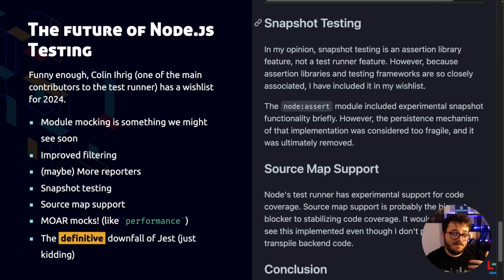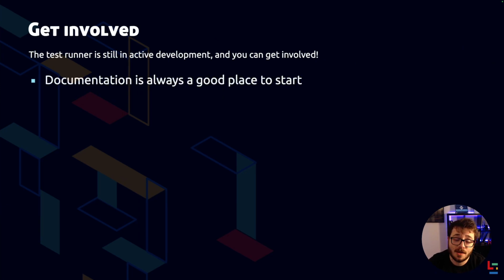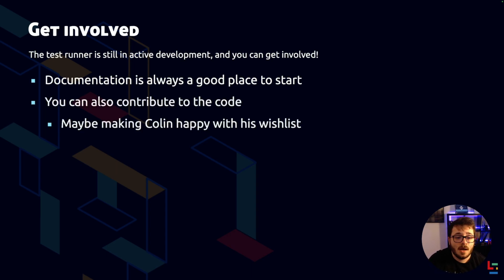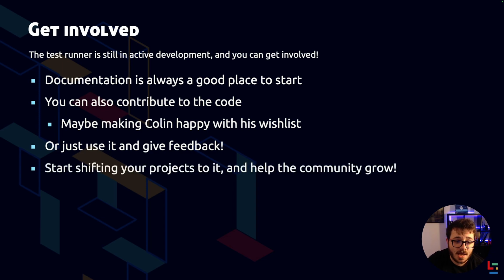And in the end, my future for Node.js is the definite fall of Jest. Well, this is a hope, but I'm just kidding, right? So get involved. This test runner is still in active development. Documentation is always a good place to start. You can contribute to the code if you want, maybe making Colin happy with his wish list, or just use it and give us feedback, and it's going to be awesome to have more people using it. Start shifting your projects to it, help the community grow and ditch old tools. Maybe for something better, something more native, right?